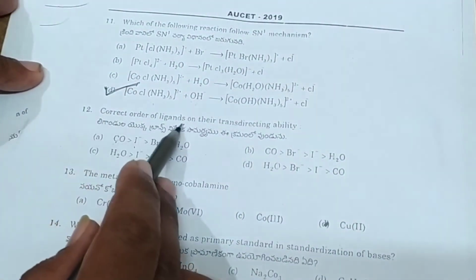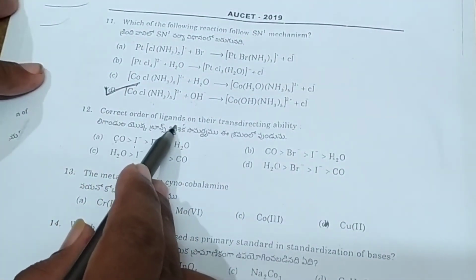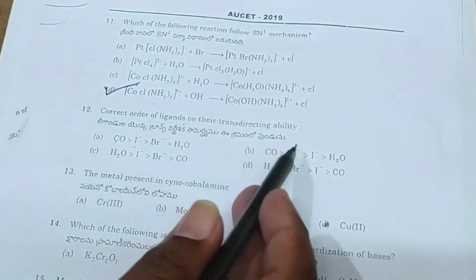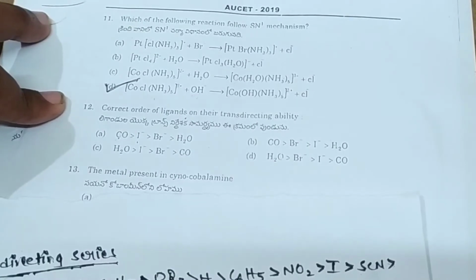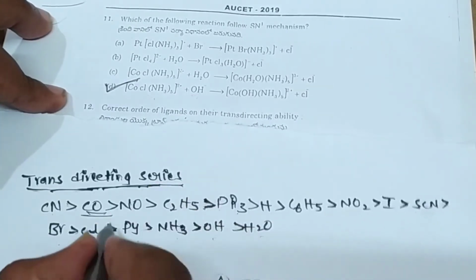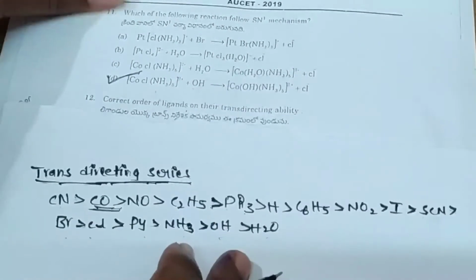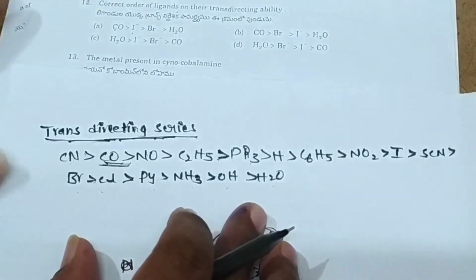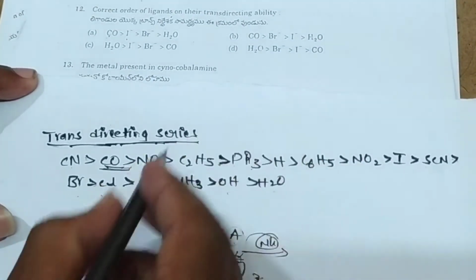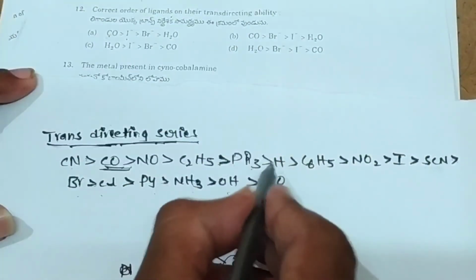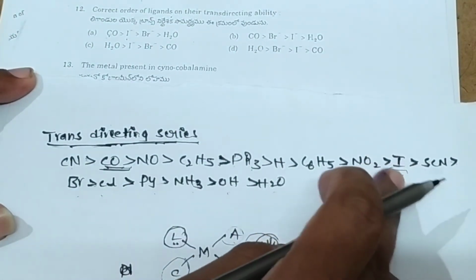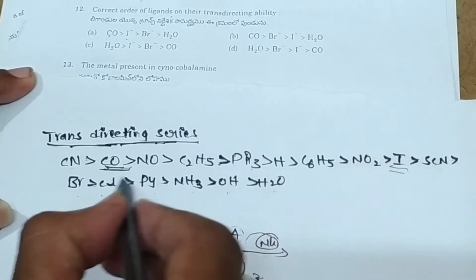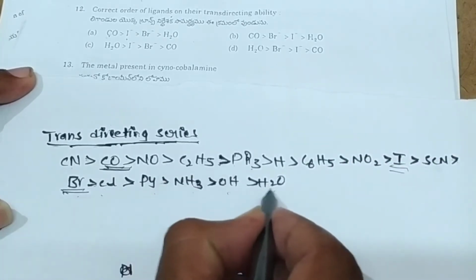Okay friends, the correct order of ligands on their trans-directing ability. First of all, the first one is CO. Okay friends, CO has the highest trans-directing ability, and another one is I, which also has very high trans-directing ability. One is the bromide, and finally H2O.